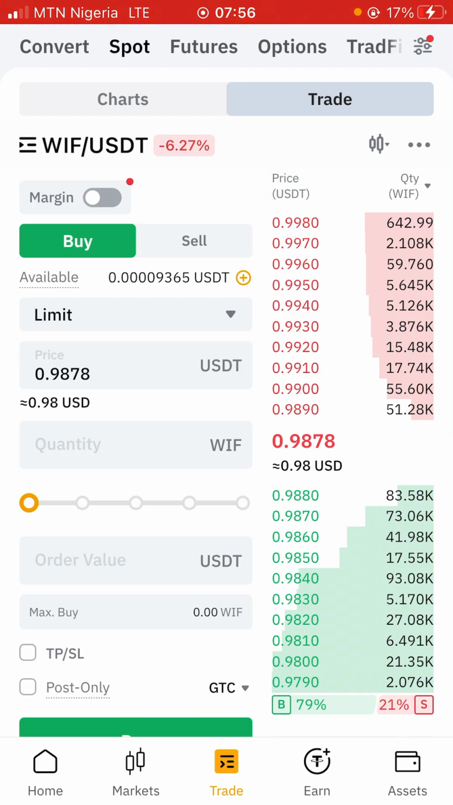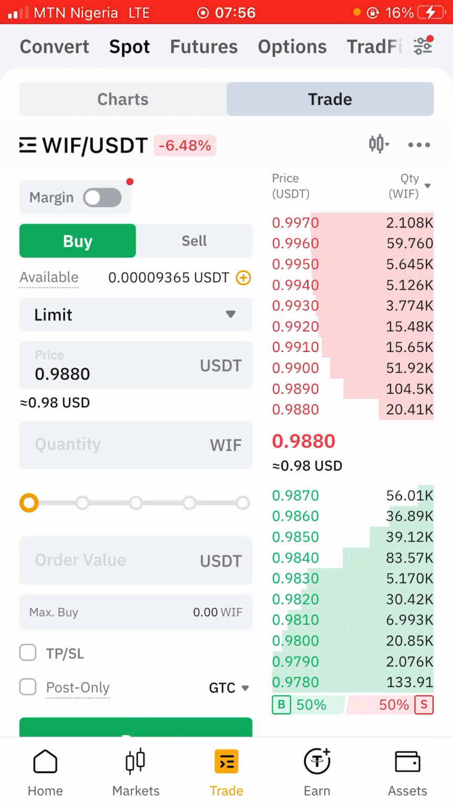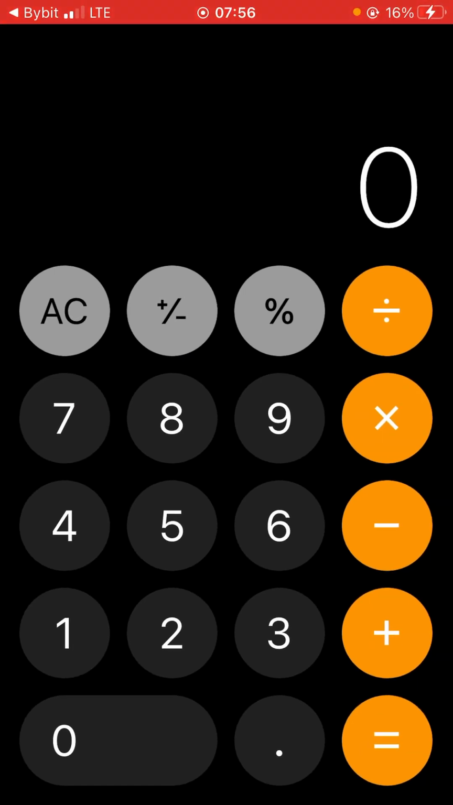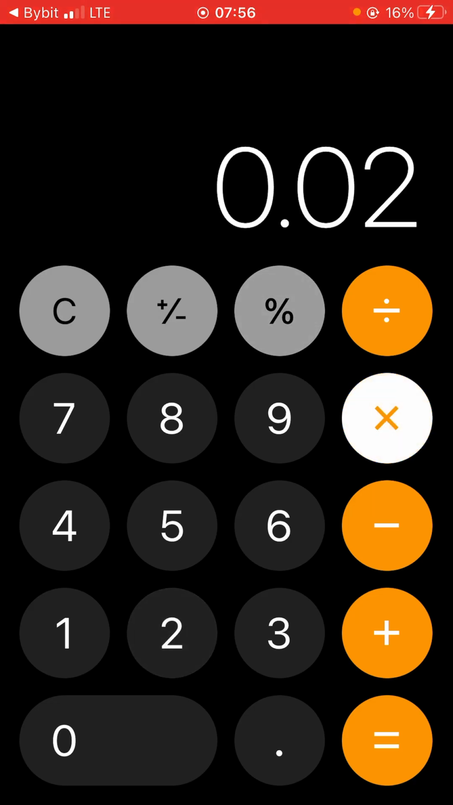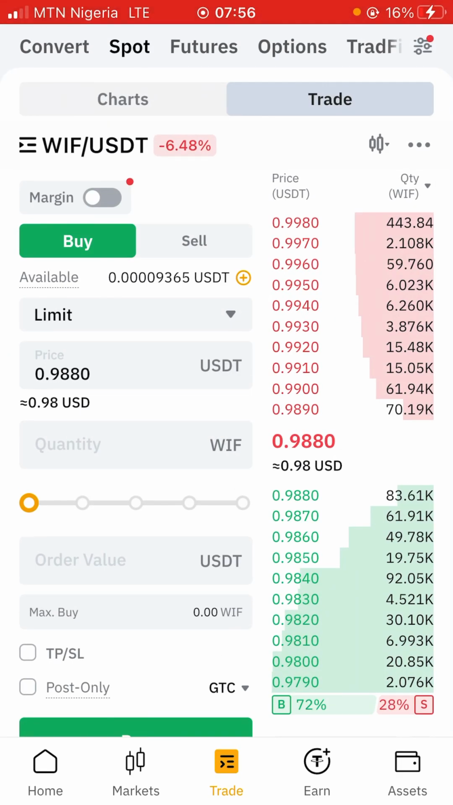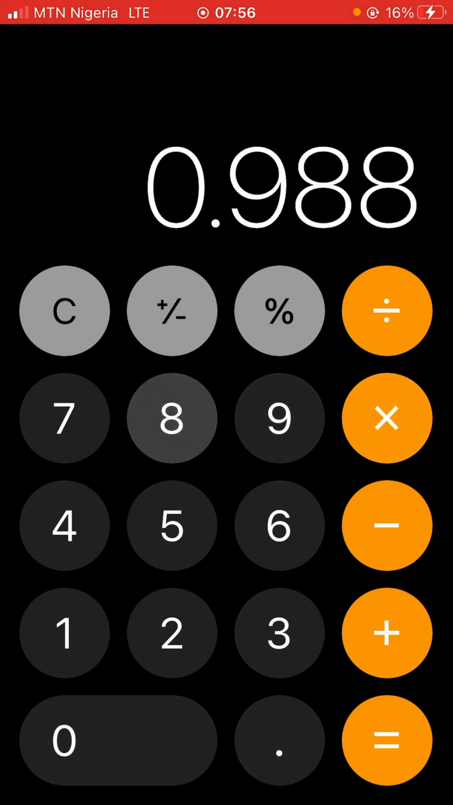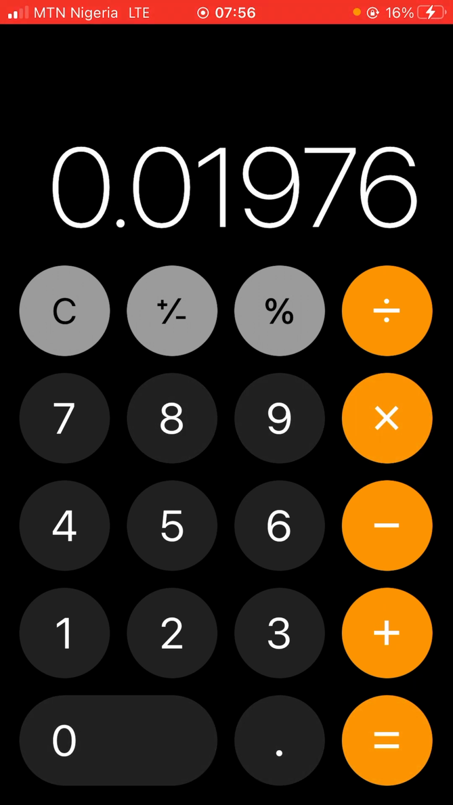And the way you calculate this is very simple. Let's say we want to calculate the percentage you are going to be using for this. You just have to multiply the price by 2% of it, then set your price there. So for example, to see how much money you'll be investing, you take the 2% and multiply it by the current price of the coin. The price of the coin is 0.980, so 0.9880 is the price you'll be setting your take profit.